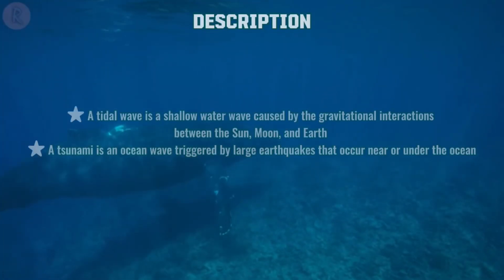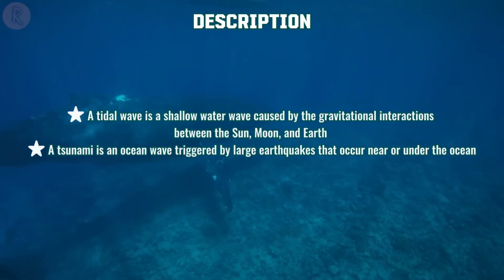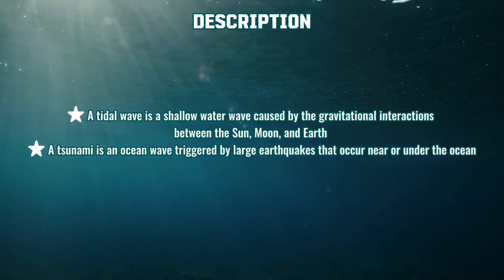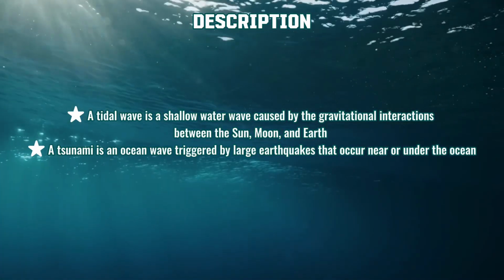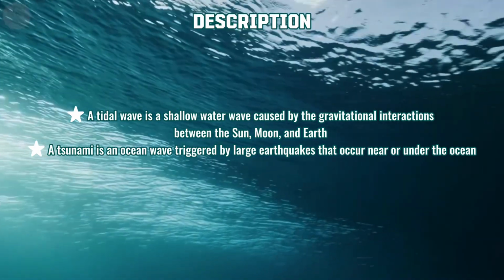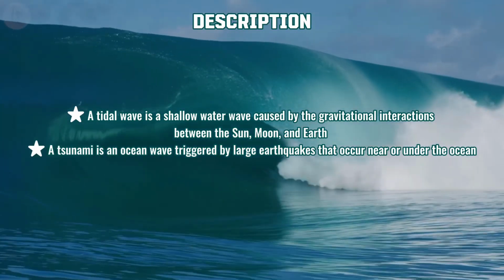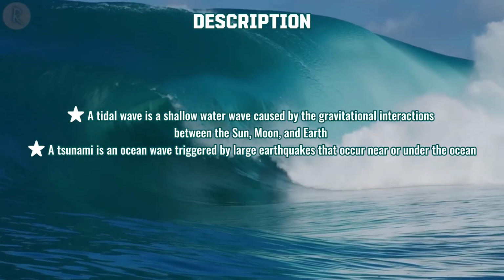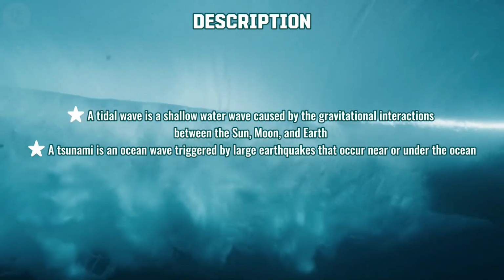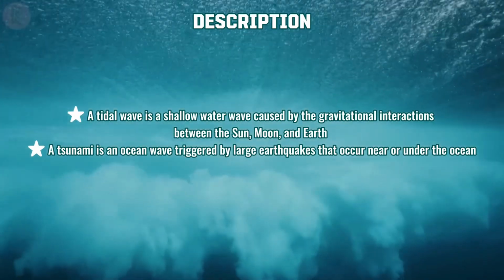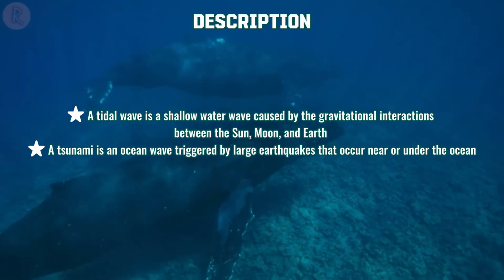A tidal wave is a shallow water wave caused by the gravitational interactions between the sun, moon, and earth. It was used in earlier times to describe what we now call a tsunami. A tsunami is an ocean wave triggered by large earthquakes that occur near or under the ocean.